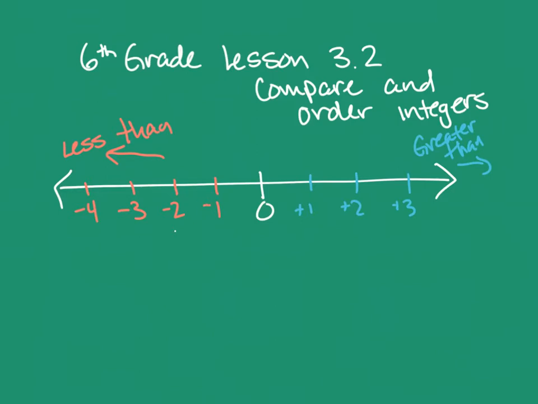So -2 is greater than -4 because it would be better for me to owe 2 than it would be for me to owe 4. So if that helps you as we go through this lesson, you can think of it that way too. But let's go ahead and get this lesson started.